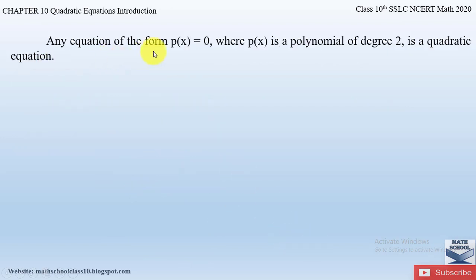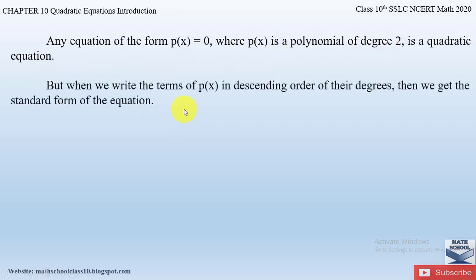Any equation of the form p of x equal to 0, where p of x denotes a polynomial of degree 2, is a quadratic equation. Any polynomial with degree 2 is considered as a quadratic equation. But when we write the terms of p of x, the polynomial, in the descending order of the degrees, then we get the standard form of the equation.